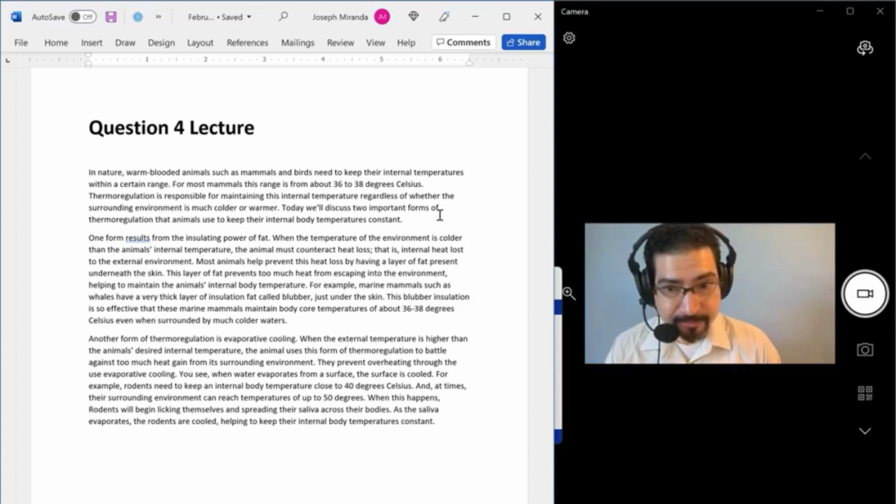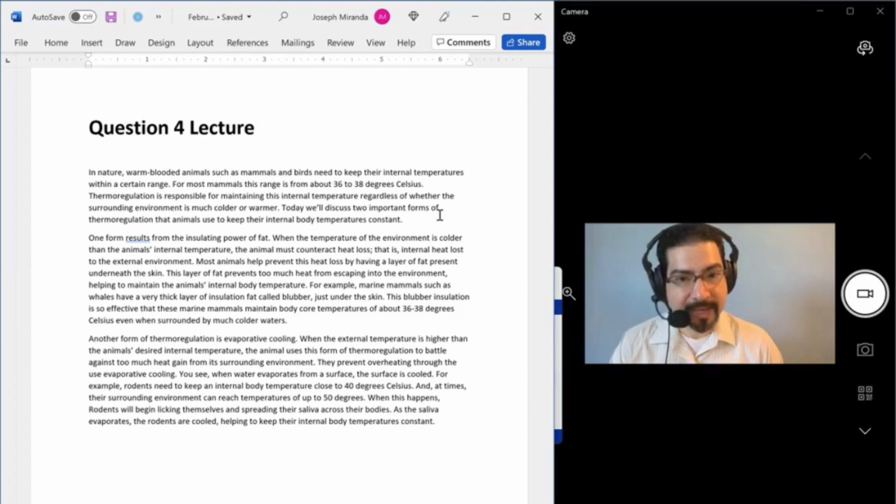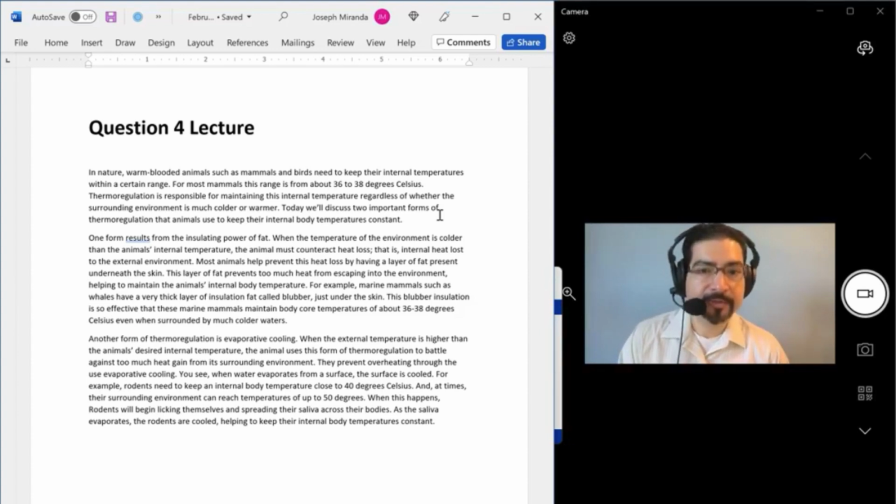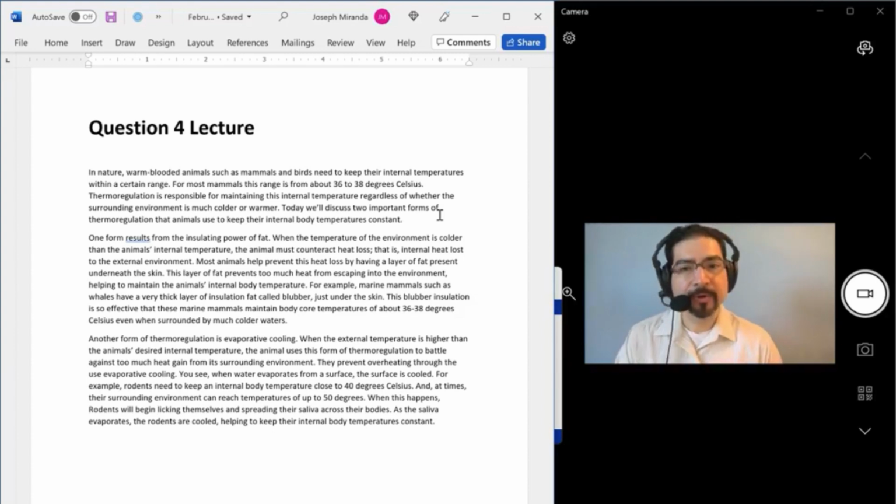In nature, warm-blooded animals, such as mammals and birds, need to keep their internal temperatures within a certain range. For most mammals, this range is from about 36 to 38 degrees Celsius. Thermoregulation is responsible for maintaining this internal temperature regardless of whether the surrounding environment is much colder or warmer. Today, we'll discuss two important forms of thermoregulation that animals use to keep their internal body temperatures constant.